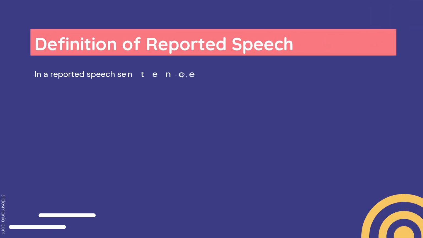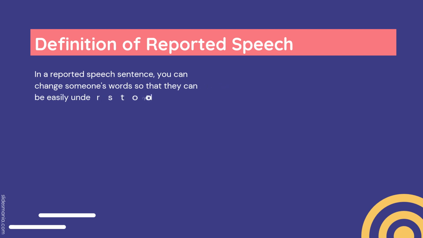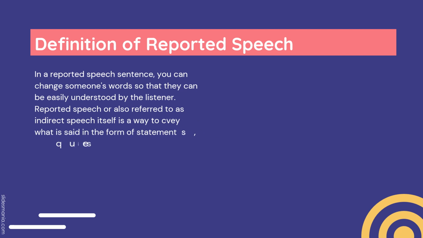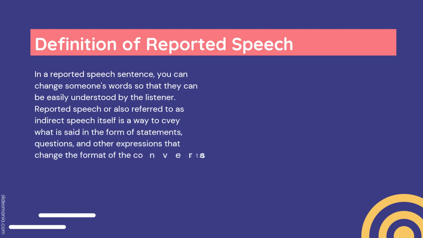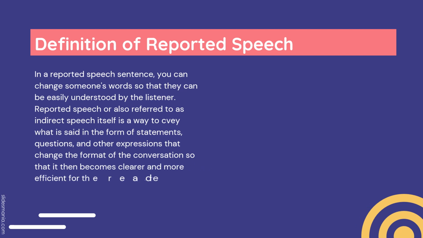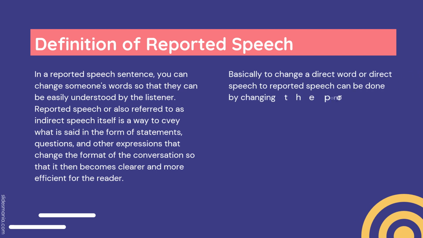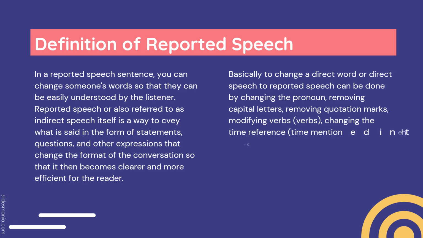In a reported speech sentence, you can change someone's words so that they can be easily understood by the listener. Reported speech, also referred to as indirect speech, is a way to convey what is said in the form of statements, questions, and other expressions that change the format of the conversation so that it becomes clearer and more efficient for the reader. Basically, to change direct speech to reported speech can be done by changing the pronoun, removing capital letters, removing quotation marks, modifying verbs, changing the time reference mentioned in the conversation, and/or adding if.